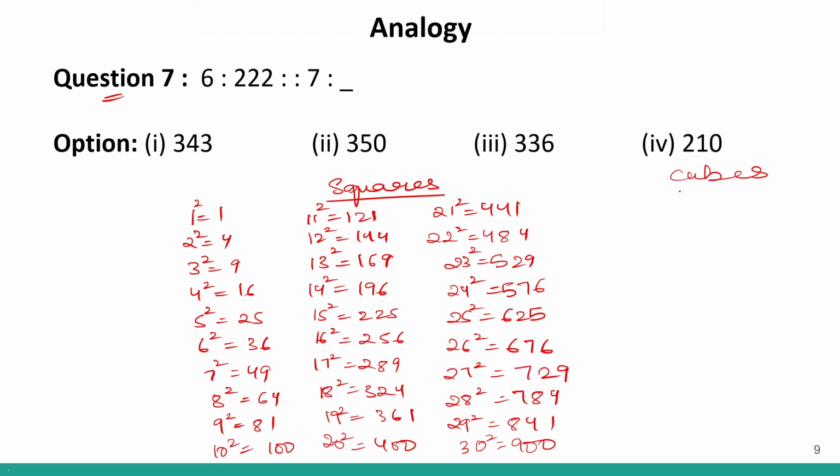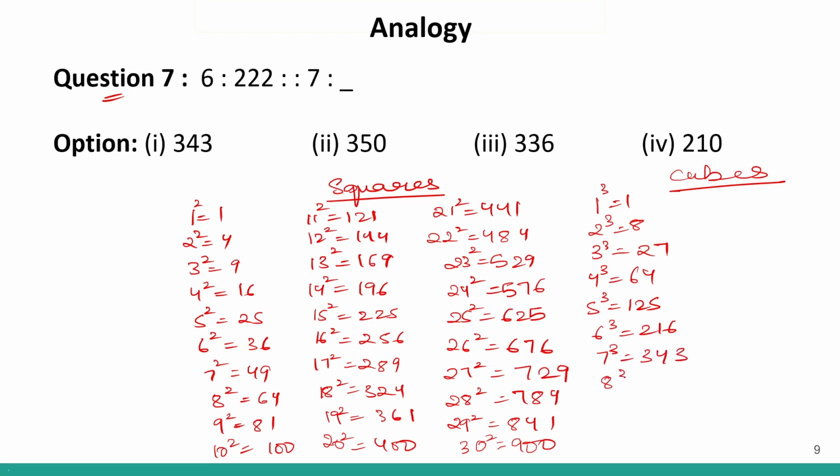What are the cubes? Let us revise the cubes. 1 cube is 1. 2 cube is 8. 3 cube is 27. 4 cube is 64. 5 cube is 125. 6 cube is 216. 7 cube is 343. 8 cube is 512. 9 cube is 729. And 10 cube is 1000. Correct? Moving on to 11 cube.